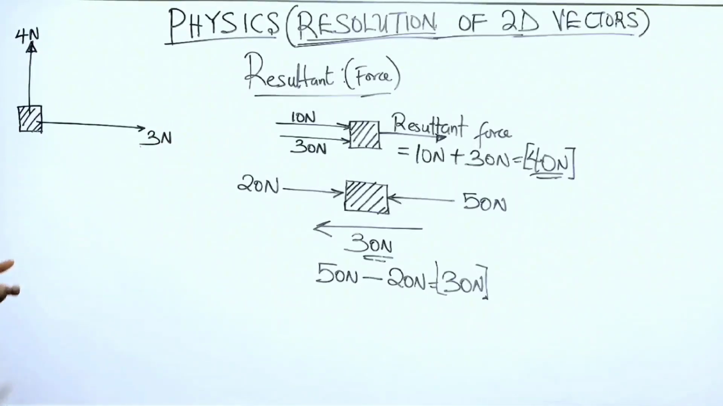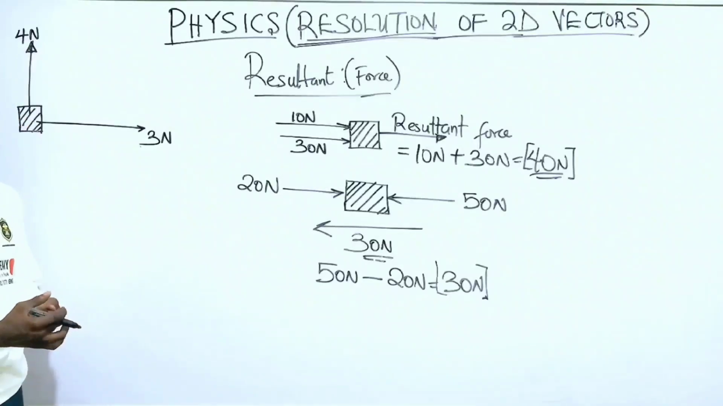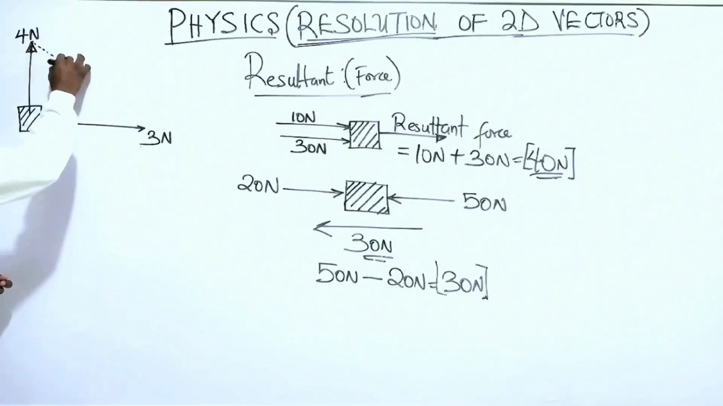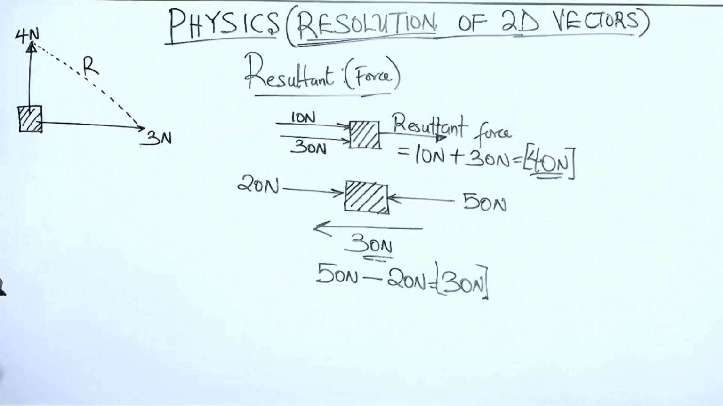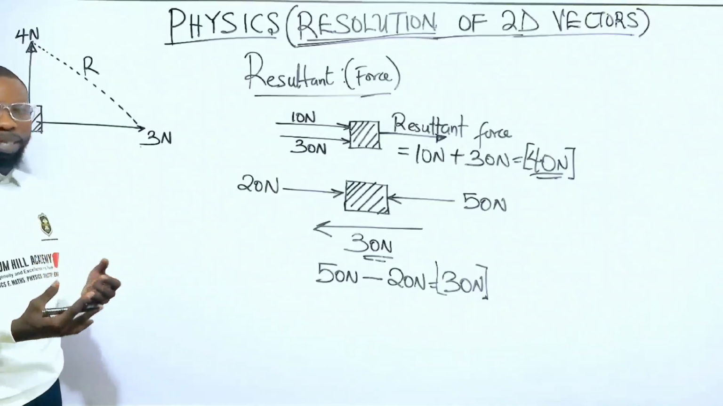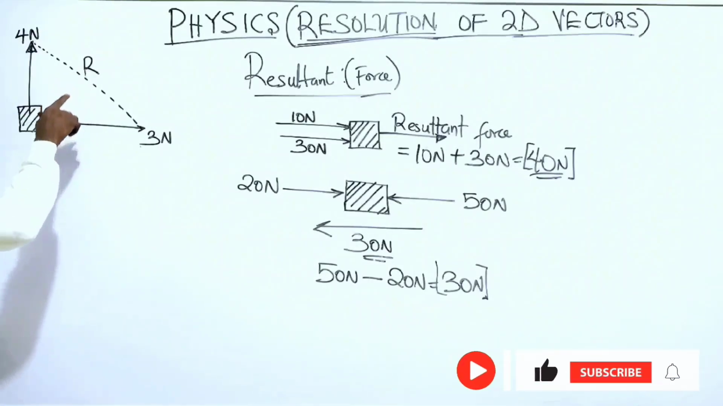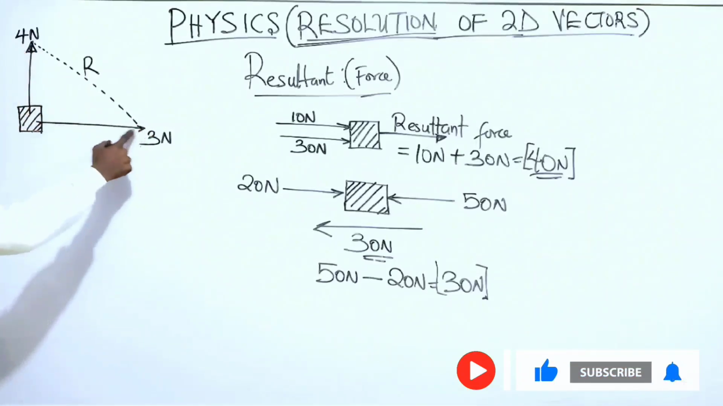In this case, we are going to have what we call the triangle of forces. And what does that mean? To get our resultant, we just draw our line here and call it R. In doing the triangle of forces, we talk about the Pythagoras theorem, where this is our resultant force, the hypotenuse, this is our opposite, and this is our adjacent. Right?